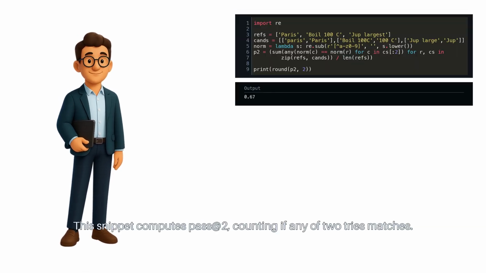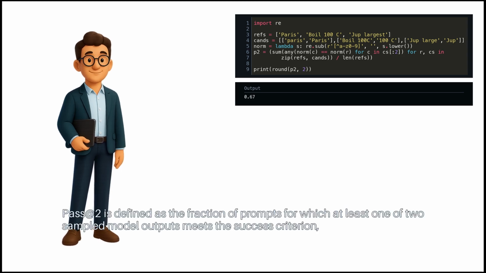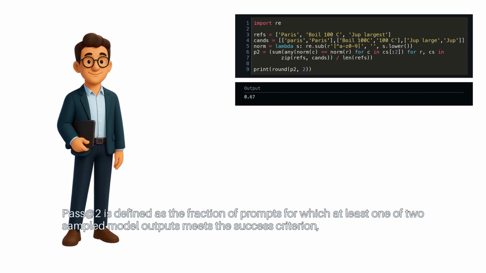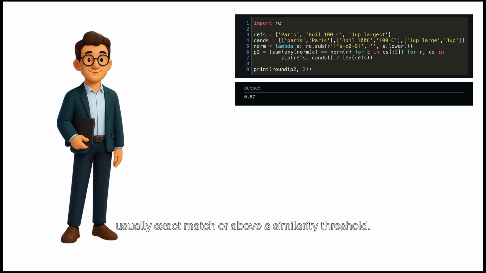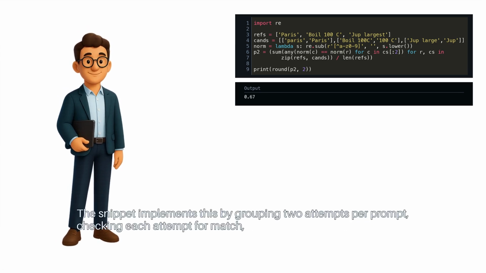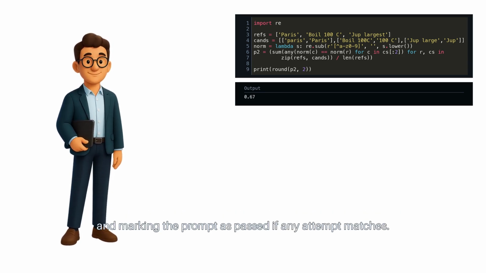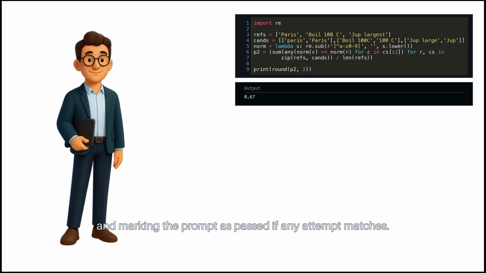This snippet computes pass at 2, counting if any of 2 tries matches. Pass at 2 is defined as the fraction of prompts for which at least one of 2 sampled model outputs meets the success criterion, usually exact match or above a similarity threshold. The snippet implements this by grouping 2 attempts per prompt, checking each attempt for match, and marking the prompt as passed if any attempt matches.